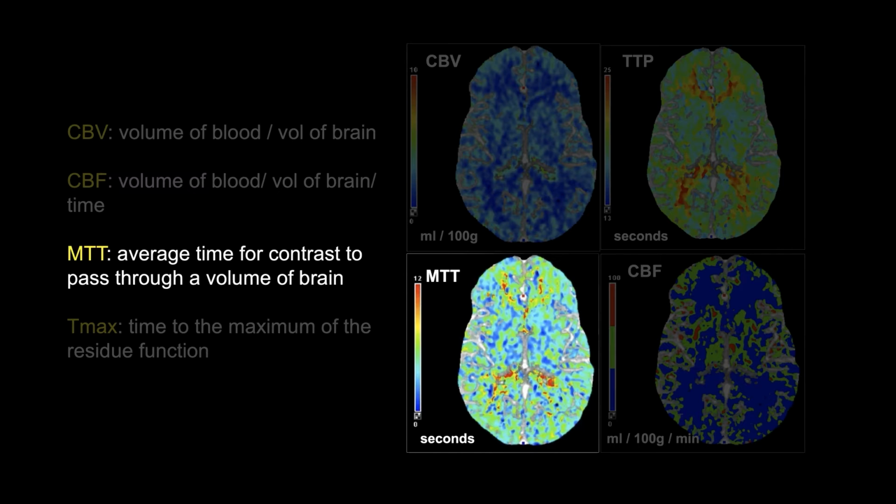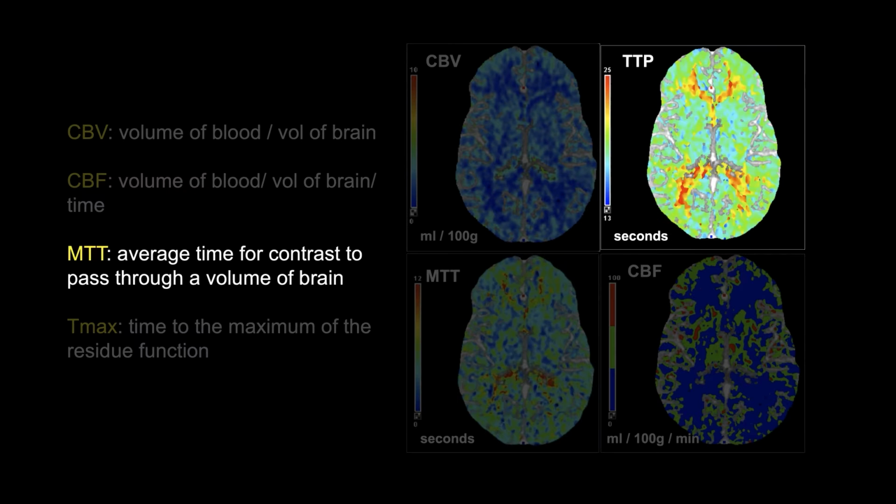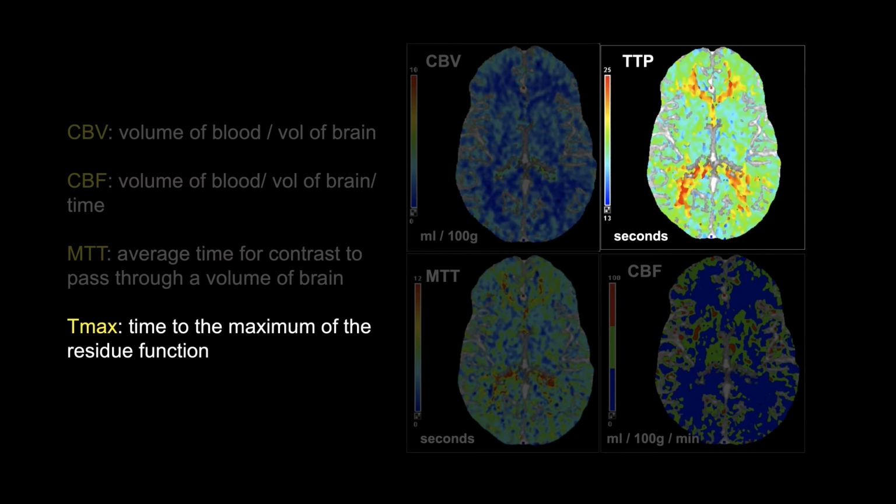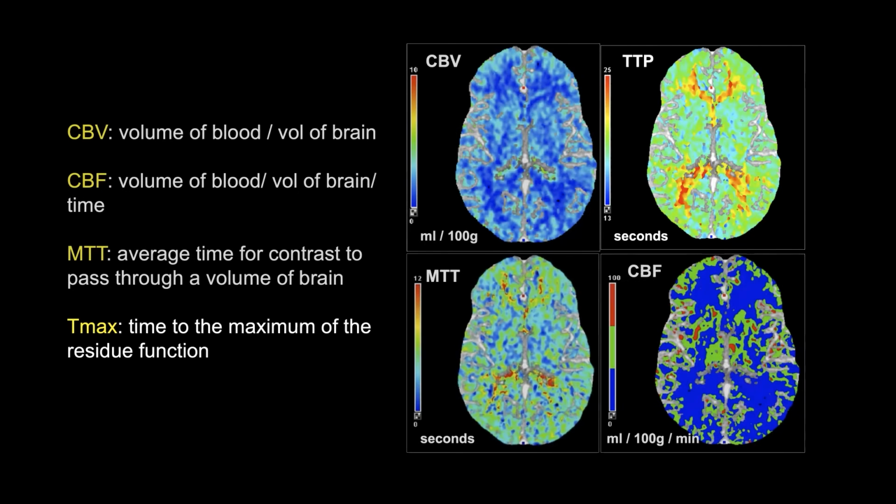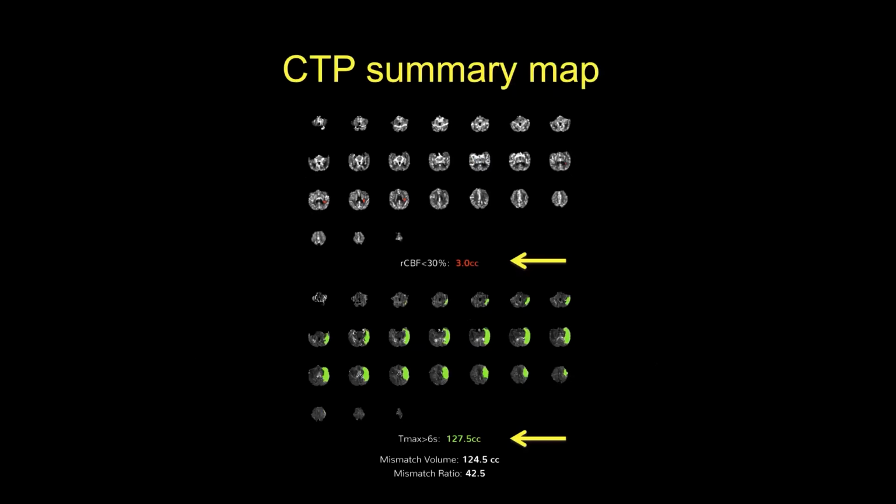The MTT, or the mean transit time, or the time to peak, or the Tmax, what we are used to, these are all time metrics. And Tmax is what we are using to calculate our penumbra. I find these parametric maps very helpful, and I'll come to that. What we are more comfortable with, or rather I can almost assure you that 90% of us start looking at this, which is the CTP summary map.